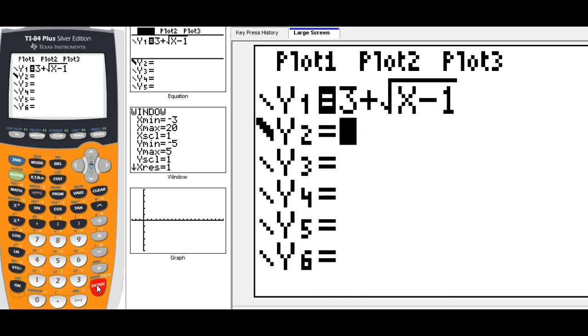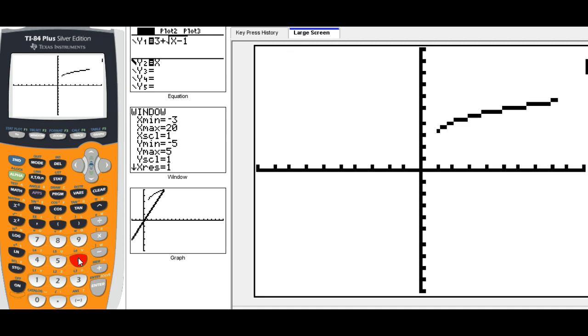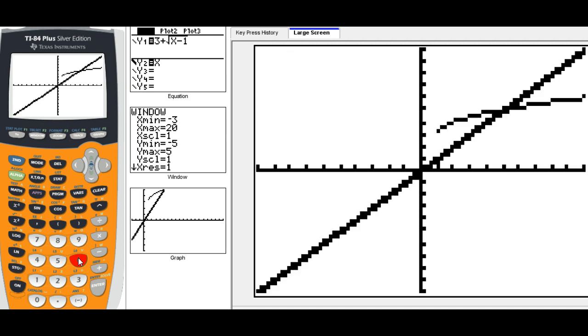And in y2, we're going to type in the right side of the equation, which was x. And let's get a window setting that makes sense. So if you just did your standard viewing window, zoom 6, 10 by 10, let's see if that's going to work. Looks like there's only one point of intersection there.